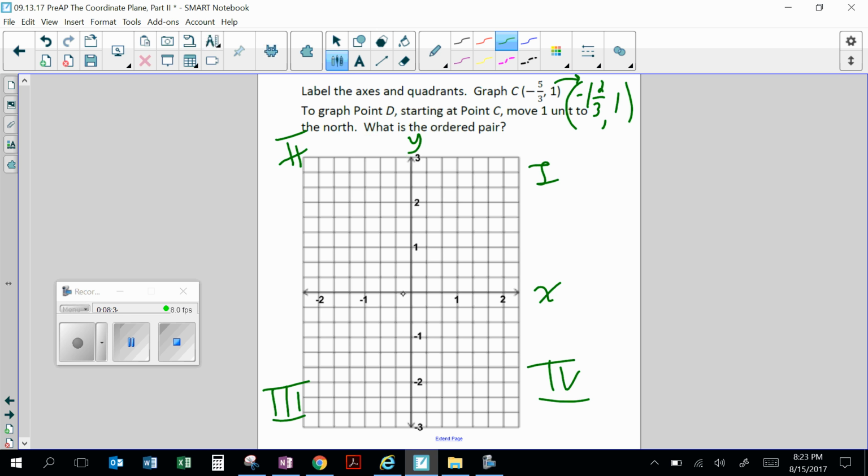So starting at 0, the origin again, we go to negative 1 2/3. This is divided into thirds, so it'll be the second one right here. And then 1. That's above 0, so right here is point C. To graph point D, starting at point C, move 1 unit to the north. Let me use a different pen color. 1 unit to the north is right here. What is the ordered pair? It would be negative 1 2/3, comma, 2. What quadrant is it in? Quadrant 2.